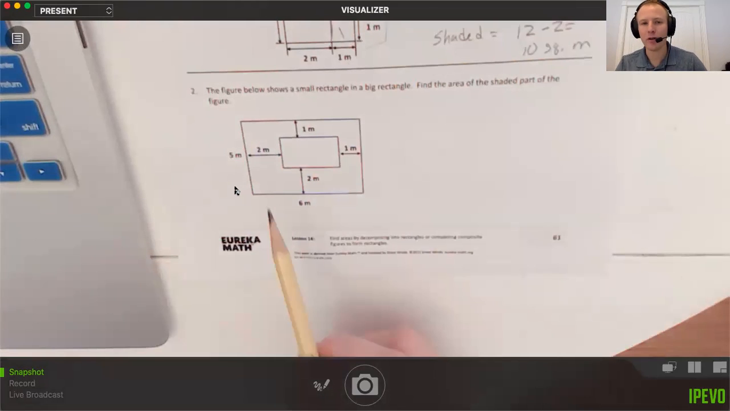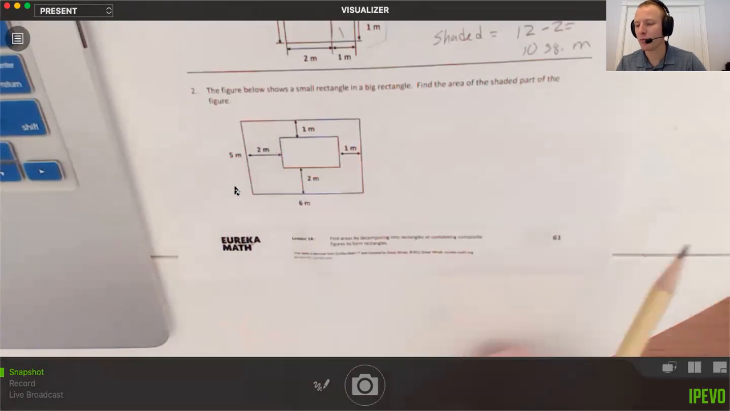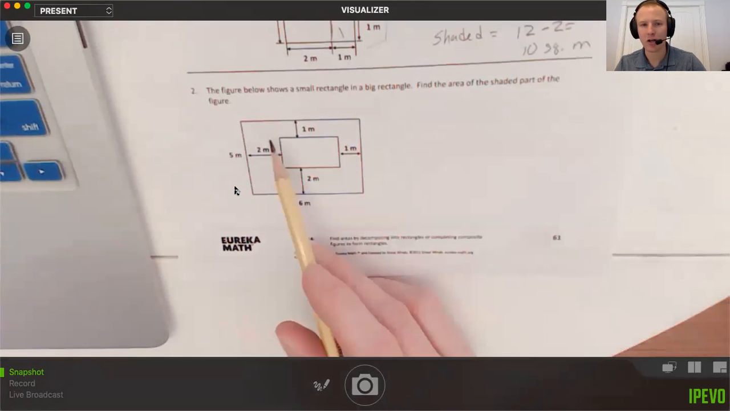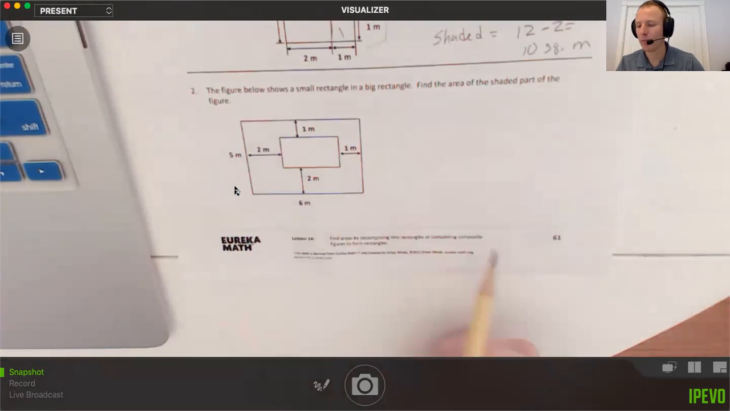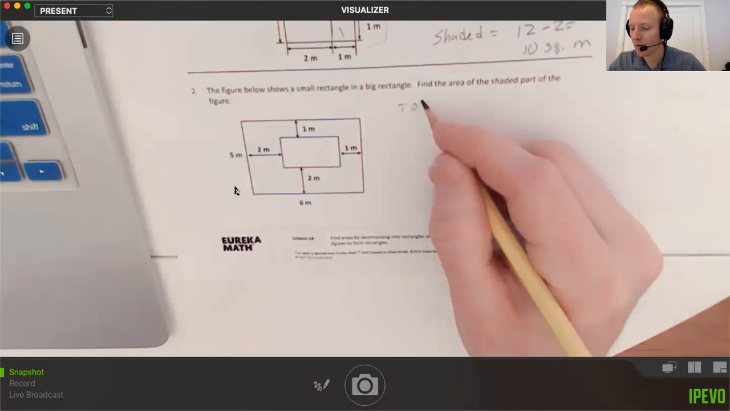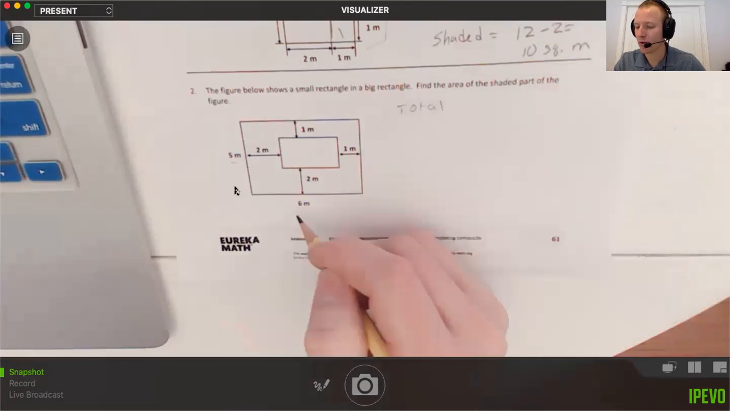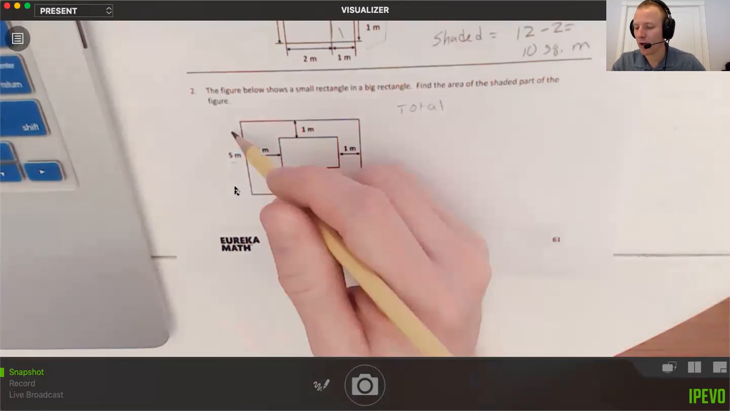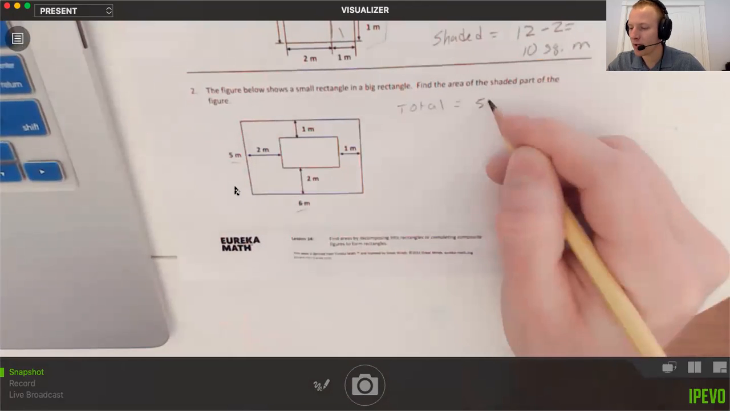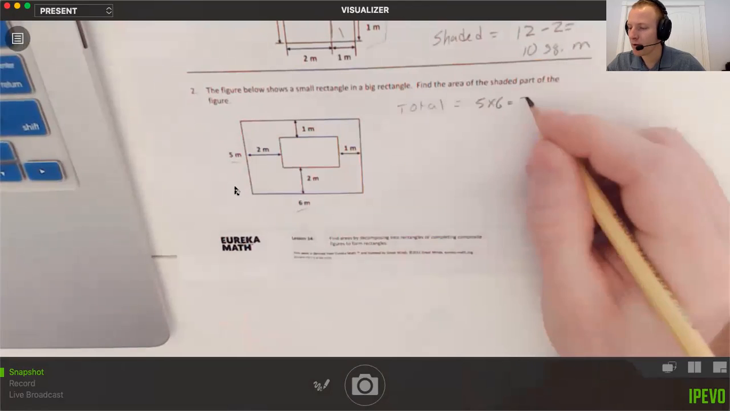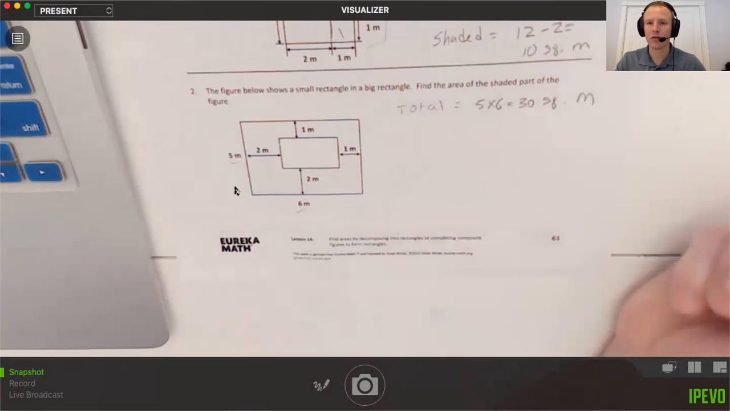All right, this last one on the front side says this figure shows a small rectangle within a big rectangle. Find the area of the shaded part, and the shaded part is the outside. So we're going to cut out the center part. And this one's just the way it's labeled is interesting. We know the whole thing, the total, let's find that right away, is 30, right? We have 5 meters and 6 meters. So that means this whole side and this whole side are 5 and 6. 5 times 6 equals 30 square meters.